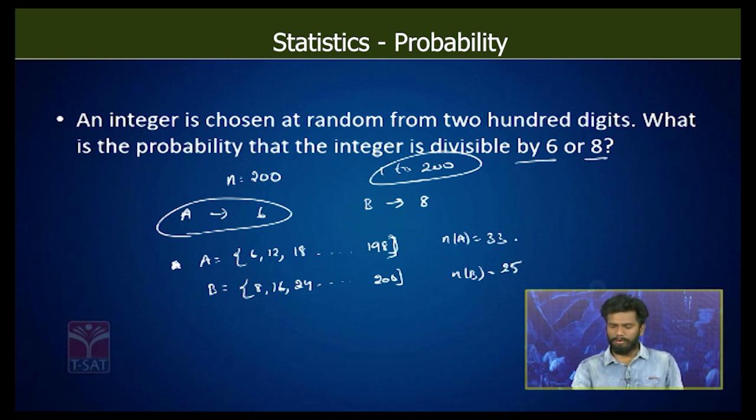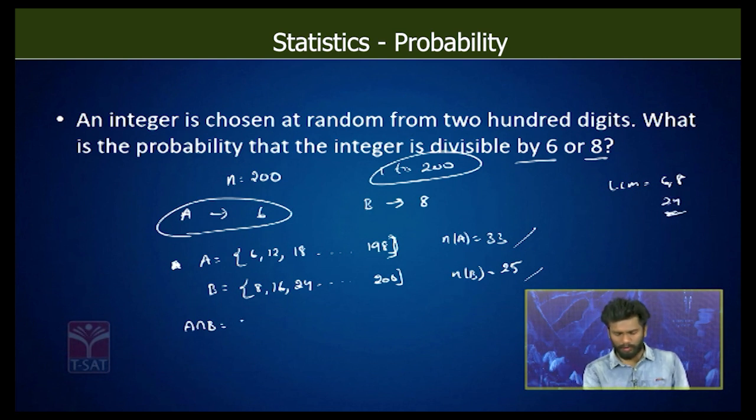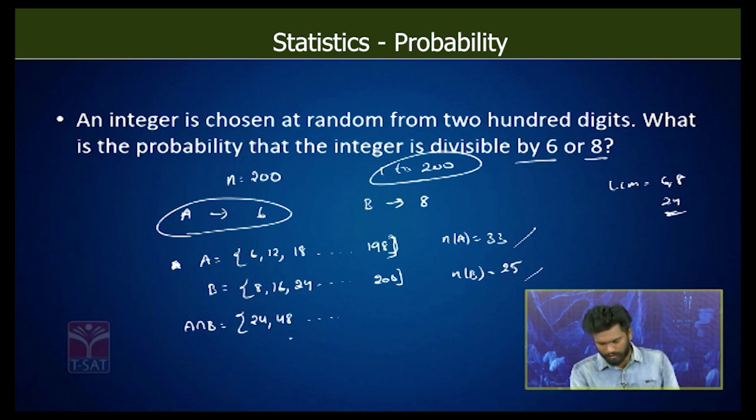So the number of favorable outcomes for A is 33, and for B it is 25. Now A intersection B means numbers divisible by both 6 and 8. So what is the LCM of 6 and 8? 24. So we write the numbers which are divisible by 24: 24, 48, and so on up to 192. So n of A intersection B will become 8.